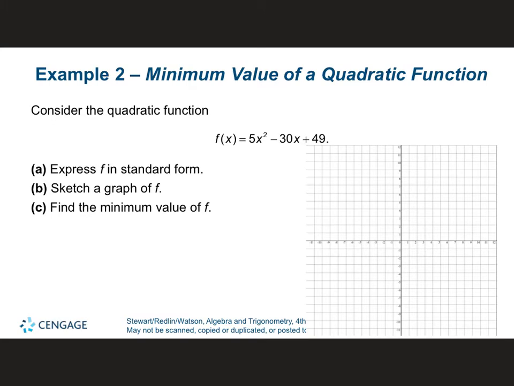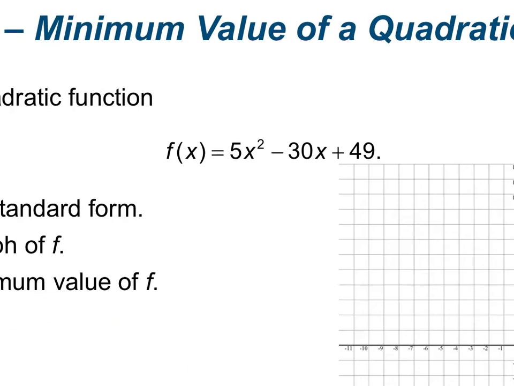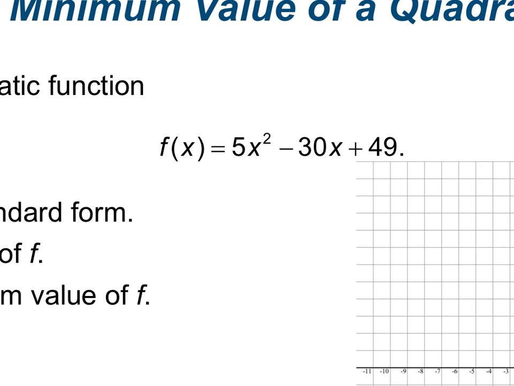If we look at our next example, we're given the function f of x is equal to 5x squared minus 30x plus 49. We're asked to express that in standard form, to sketch it, and find the minimum value of f. So first thing we've got to do is rearrange this function into standard form. I'm going to put parentheses around the 5x squared and the negative 30x and factor out the greatest common factor, which is 5.